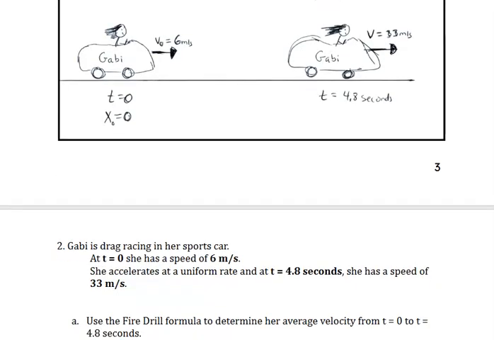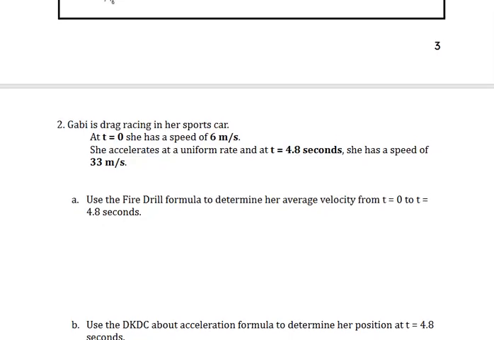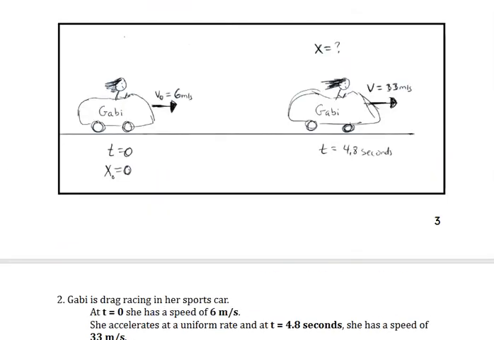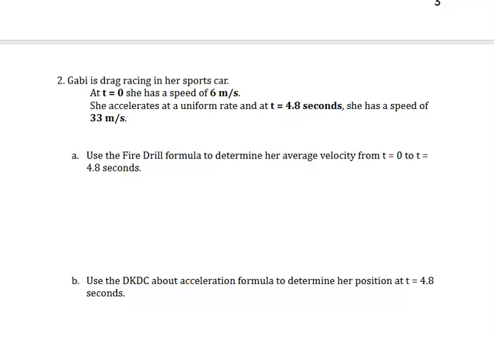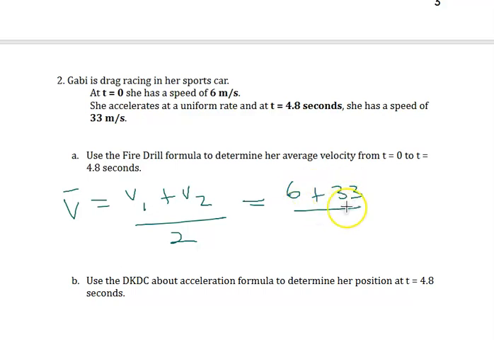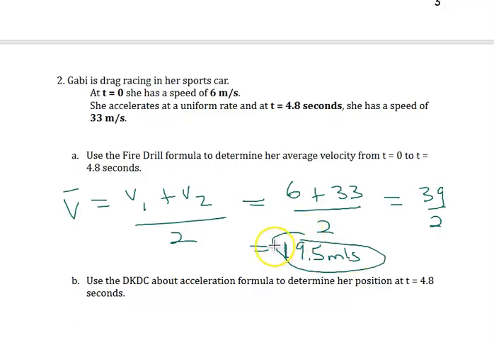Then I'll let you read about Gabi. Use the fire drill formula to find her average velocity in this time interval. See, this is a time interval. So she went from 6 to 33 at a uniform rate. So her average velocity is 6 meters per second plus 33 meters per second over 2. So on average, she gained as much ground as if she had just gone a constant 19.5 instead of speeding up from 6 to 33.